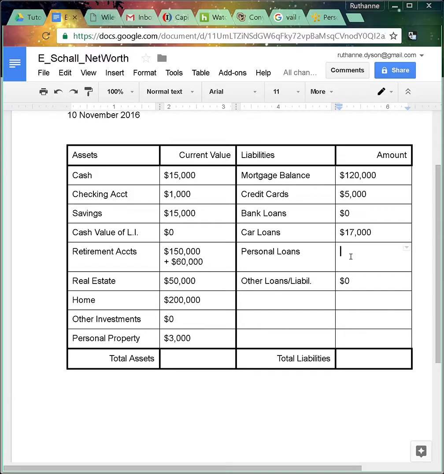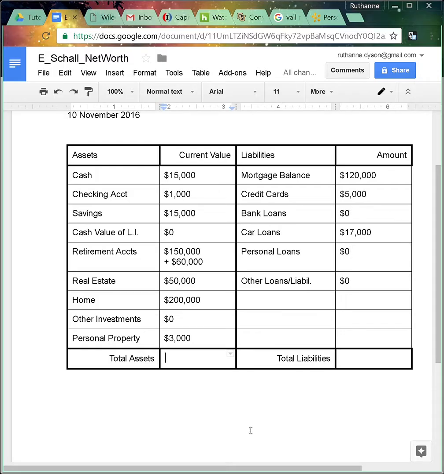Same thing with personal loans. He doesn't have any personal loans. And technically, a lot of these are, again, redundant. A difference between a bank loan and a personal loan. I mean, if he doesn't have a business, then there's not really a difference between a bank loan and a personal loan. So just wanting to point out that this isn't entirely standard, but that's all right.